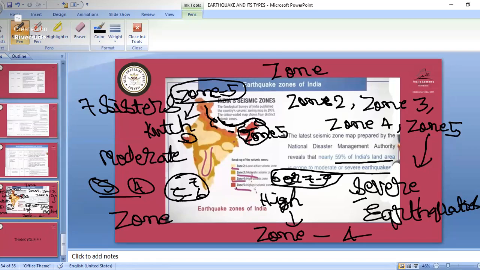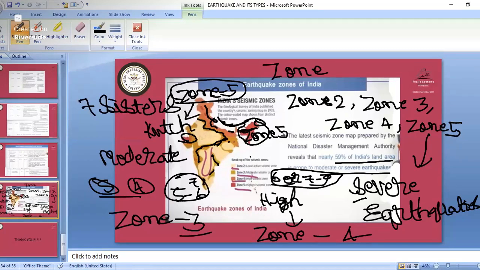Now we have one more area, the moderate earthquakes area. These areas are moderate earthquakes areas: some parts of Rajasthan, some parts of UP, some parts of MP, some parts of Jharkhand, some parts of Chhattisgarh. Then we have parts of Maharashtra, Goa, Kerala, parts of Tamil Nadu, Telangana, Andhra, Odisha. They come under zone 3. So remember this particular part.